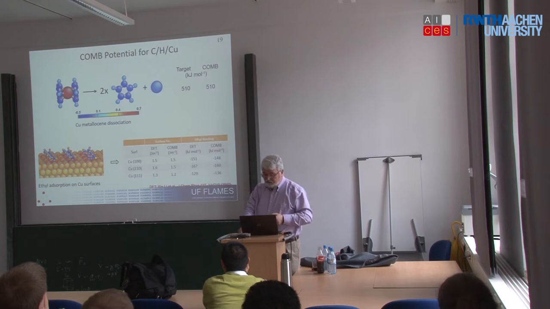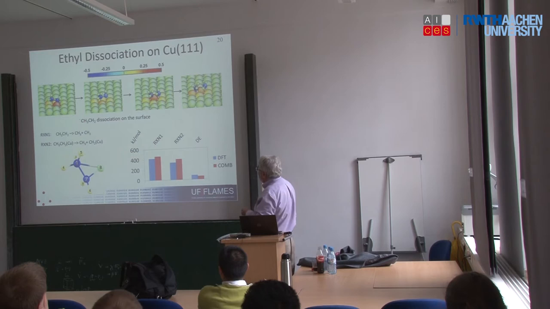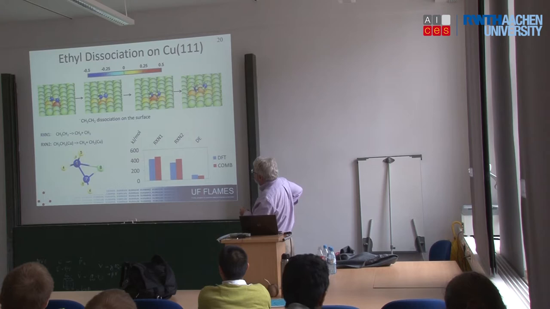So here's one example. This is ethyl association of an ethyl on a copper 111 surface. Here it lands on the surface, kind of gets into its appropriate relationship. You can see this is the copper, this is charge transfer, a different color here. So green is charge neutral copper. Now there's some kind of charge transfer taking place here. And then at this point the bond breaks and these things start to move away from each other.